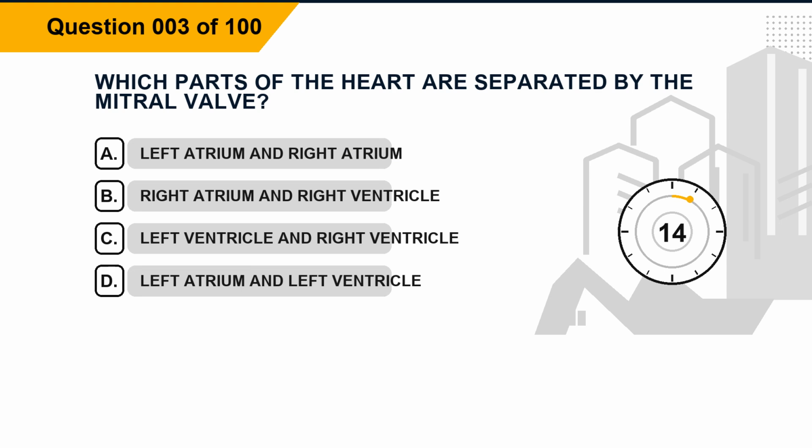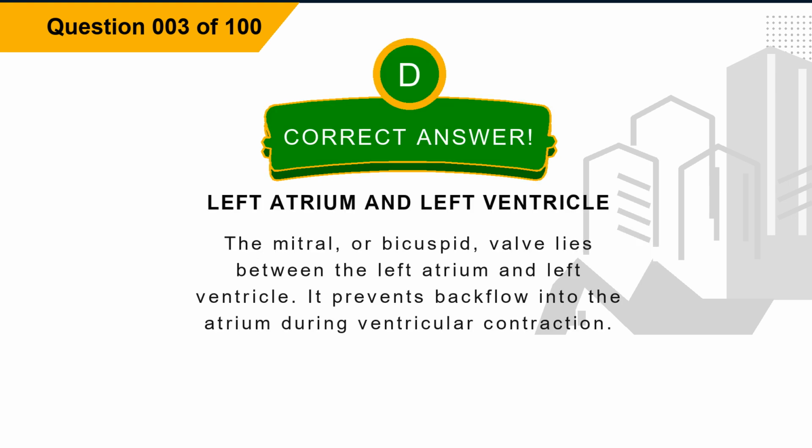Question 3. Which parts of the heart are separated by the mitral valve? Option A, left atrium and right atrium. Option B, right atrium and right ventricle. Option C, left ventricle and right ventricle. Option D, left atrium and left ventricle. The correct answer is option D, left atrium and left ventricle. Explanation. The mitral, or bicuspid, valve lies between the left atrium and left ventricle. It prevents backflow into the atrium during ventricular contraction.